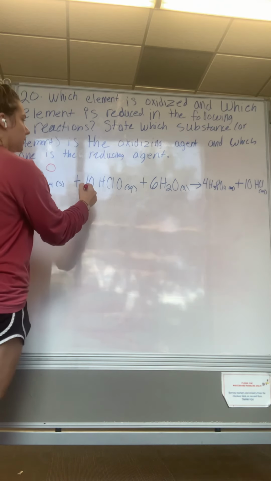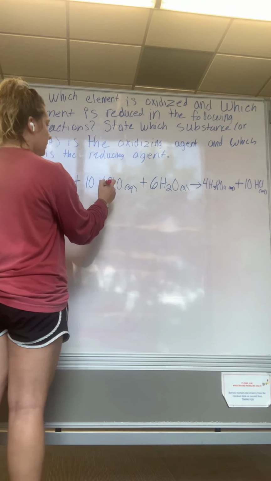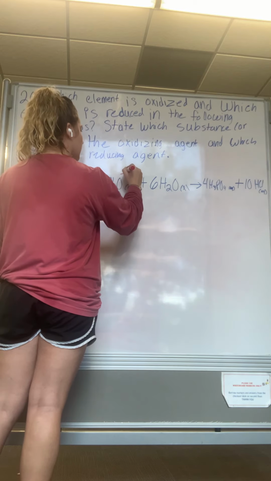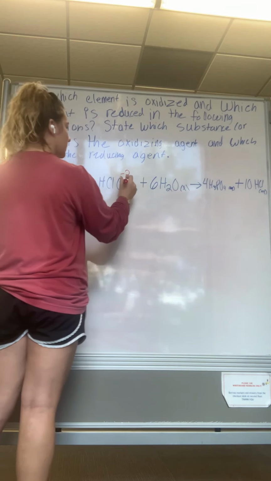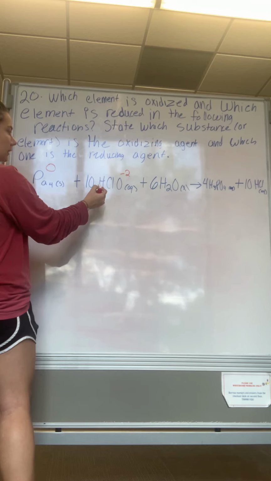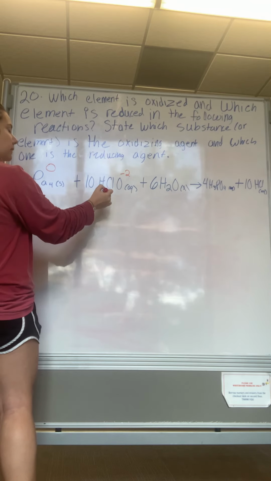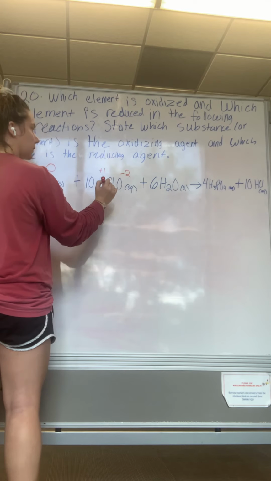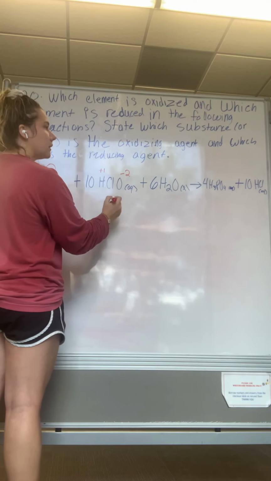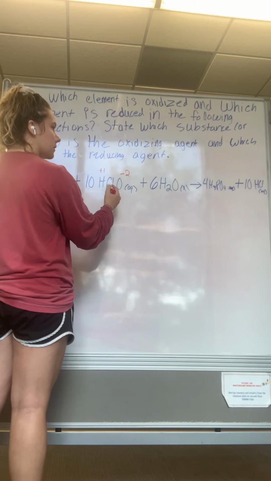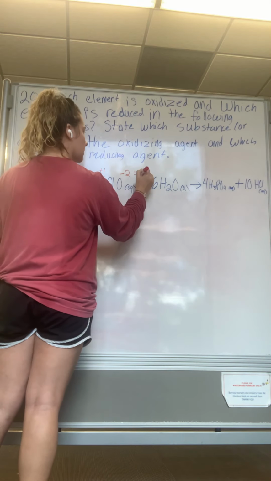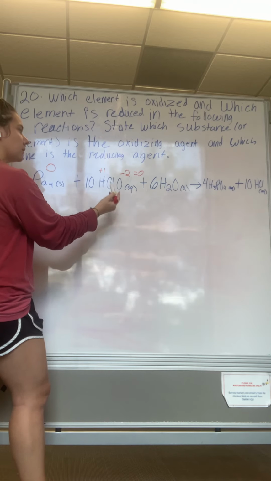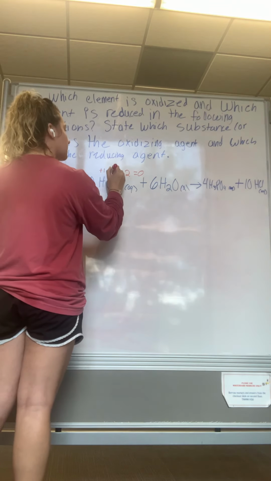Then we have HClO. We know that oxygen is always -2. There's one exception, but it's usually -2. And hydrogen is +1 with nonmetals. So hydrogen is going to be +1, and every part of the equation has to equal 0. So we have a -2 and a +1, and we need it to equal 0. So chlorine has to be a +1 as well.